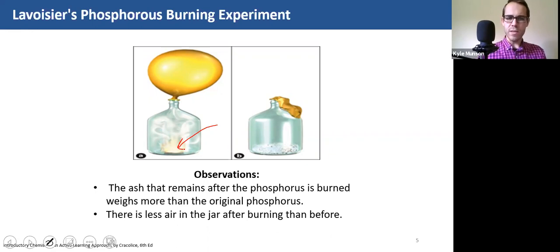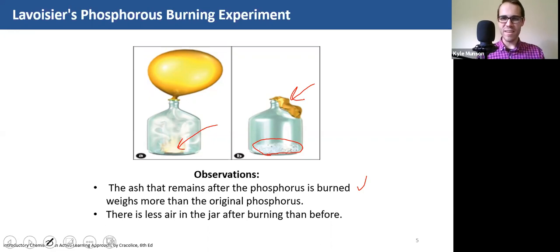Okay, so Lavoisier is going to burn the phosphorus and see what happens. And he observed two things. One, the ash at the bottom of the jar was heavier after burning than the original phosphorus. Okay, so that's interesting, because if there's this mysterious substance in all flammable things called phlogiston, then the ash should weigh less, right? So that's strike one against phlogiston. Strike two is that it looks like there's something going on with the air. There's less air after burning than before, okay? So the balloon shrunk. What's going on here?